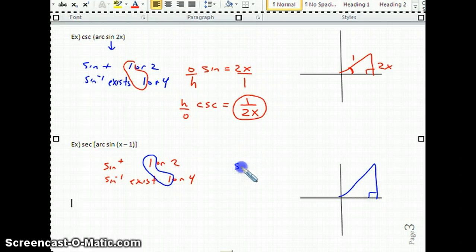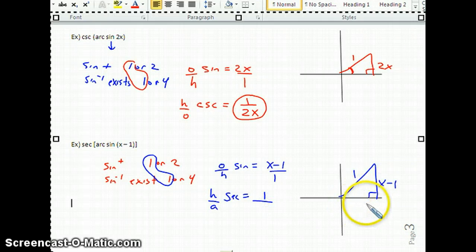And let's draw one now that has a sine equal to x minus 1. I know sine is opposite over hypotenuse, so I'll make that be a fraction. And I want you to find now the secant. Secant is equal to the hypotenuse over the adjacent side. So hypotenuse would be 1, adjacent side is what I have to find.